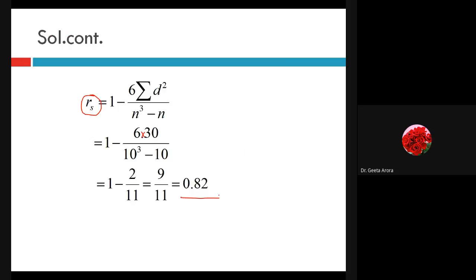In one of the questions we were provided with the ranks. Correct? Ranks were already given to us. We just took out the difference squares, obtained the value from the formula and interpreted it. In the second, we were provided with the values, not the ranks. So we calculated the ranks first. All ranks we calculated. We calculated the difference squares, and hence using the formula we interpreted the result.